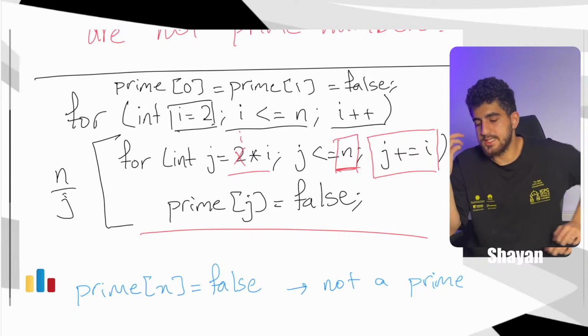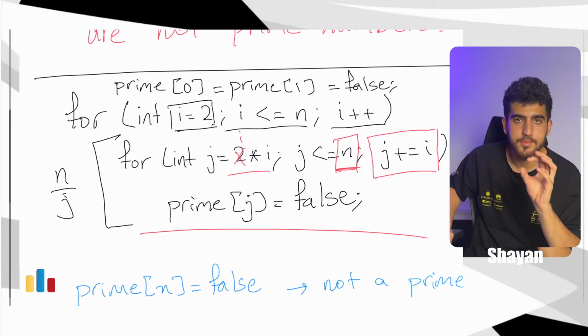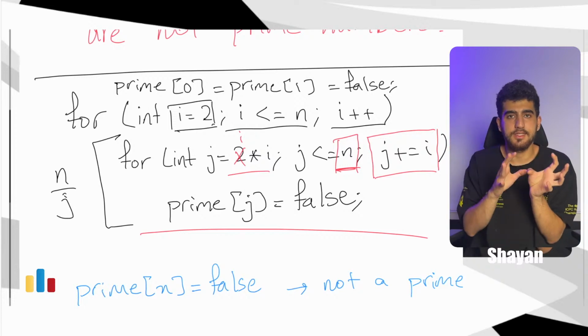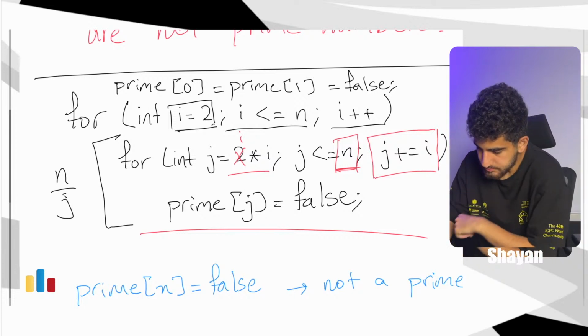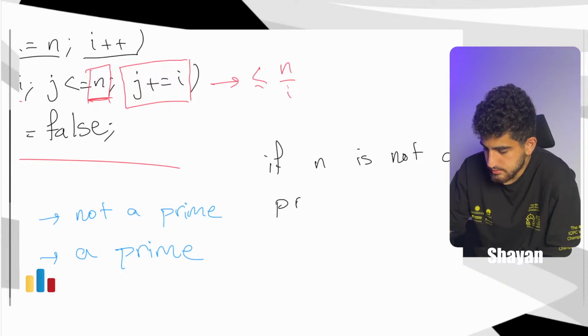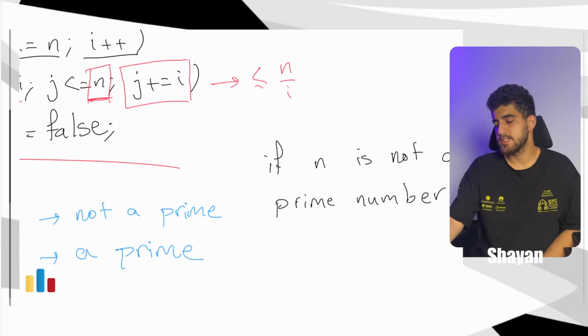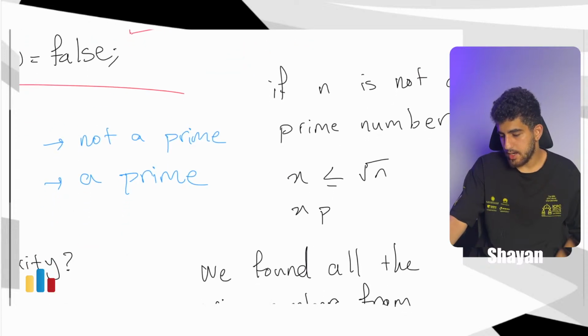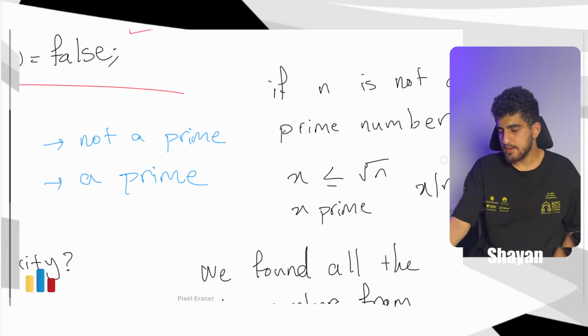And the point is that there always exists a prime number less than the square root of this number that divides it, if the number is not prime. So if n is not a prime number, there exists some x such that x is less than or equal to the square root of n, and x is prime and x divides n. This always exists.